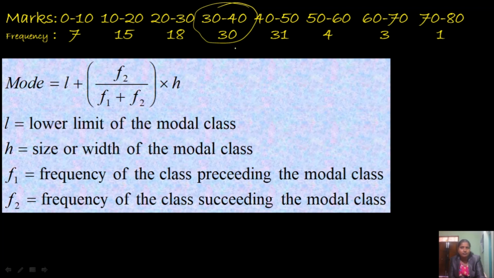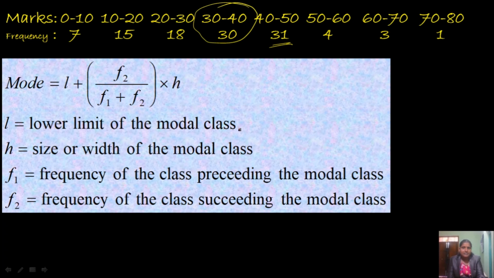So we make use of the formula: mode is equal to L plus F2 over F1 plus F2, into H. Because here you make use of the second formula. 31 is the highest frequency, but since the distribution is not regular, using the method of grouping we have obtained 30 to 40 as the modal class interval. This is the class interval having the greatest frequency density, even though it doesn't have the greatest frequency. So we make use of the second formula.